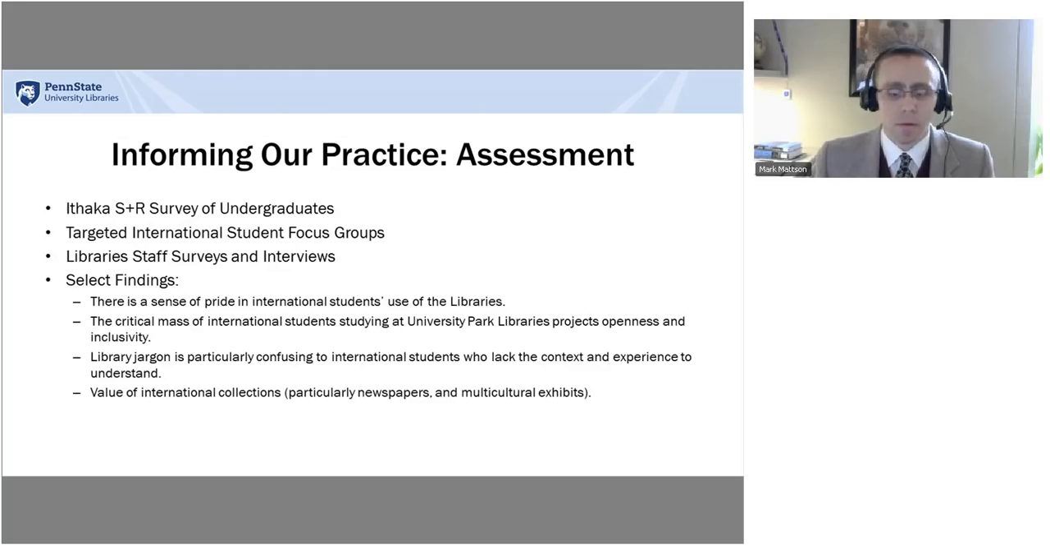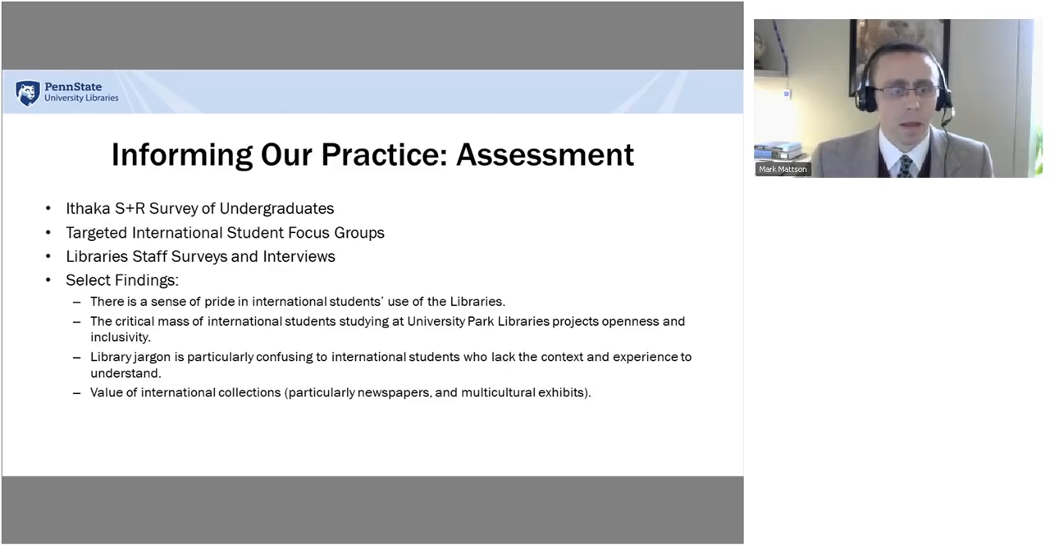I was really happy to see Anamika mentioning assessment at the end of her portion of the talk, because the first thing I wanted to talk about was assessment. A lot of what we do at Penn State is focused on data-driven decisions, and some of my colleagues had produced a really fantastic set of reports based on different assessment studies that they did for international students.